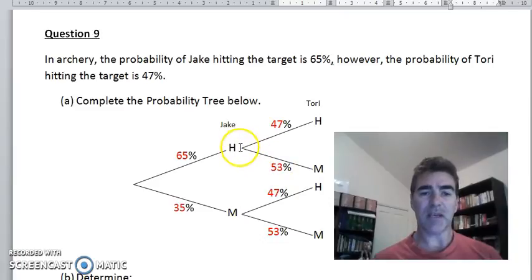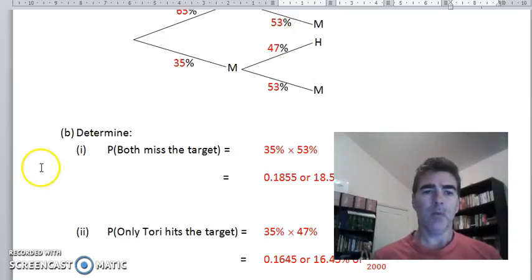Remembering that Jake could hit it first, or he could miss it first, so we need these extra branches along here to make sure we finish that probability tree. We could now use that probability tree to help us to answer these questions.